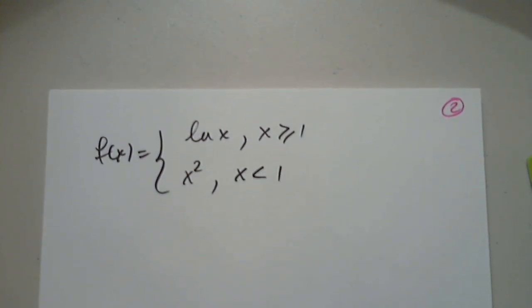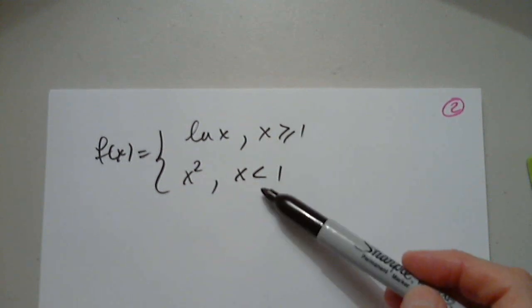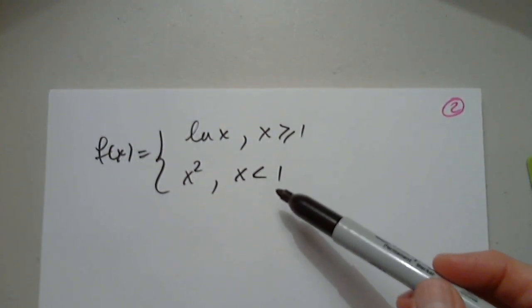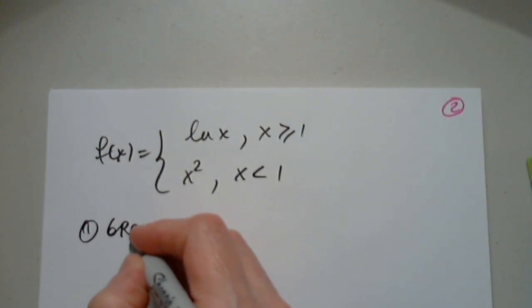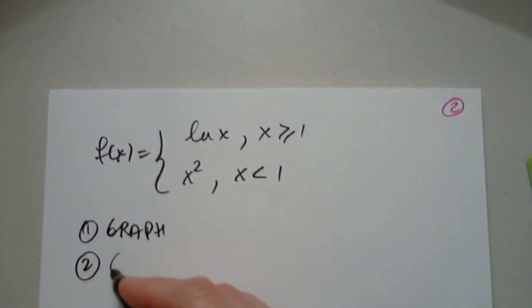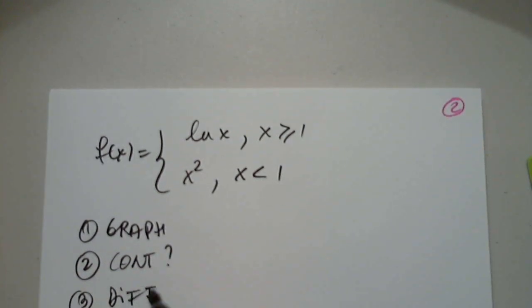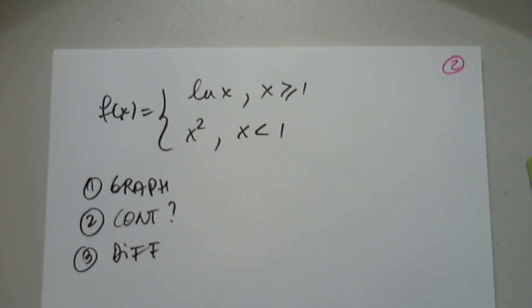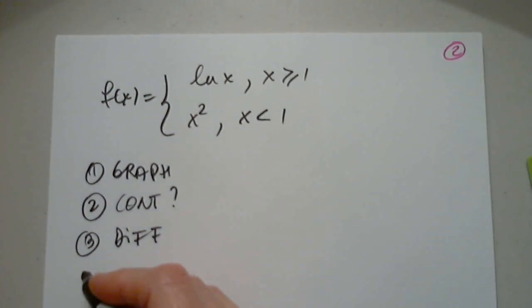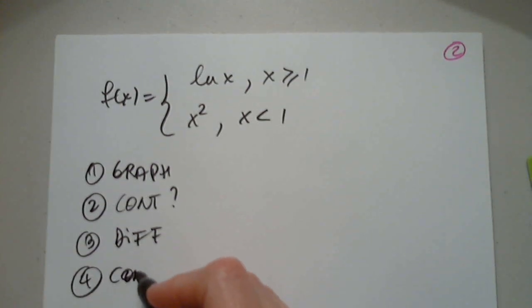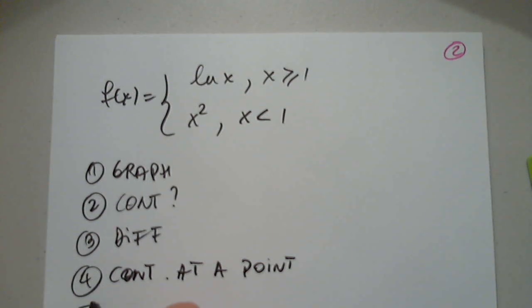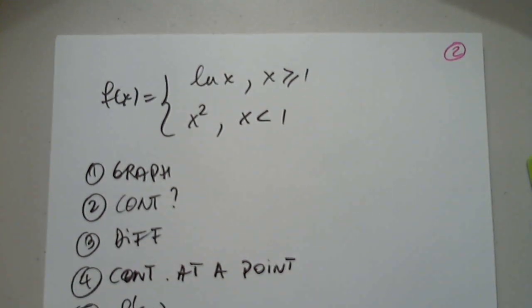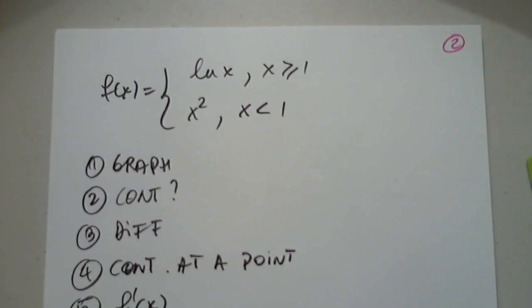Now, pay attention to the fact that in this particular problem we are asked a lot of things here. Number 1, graph it. Number 2, continuous everywhere. Number 3, differentiable everywhere. And number 4, continuity at a point. And number 5, find the derivative. So this problem is complex.